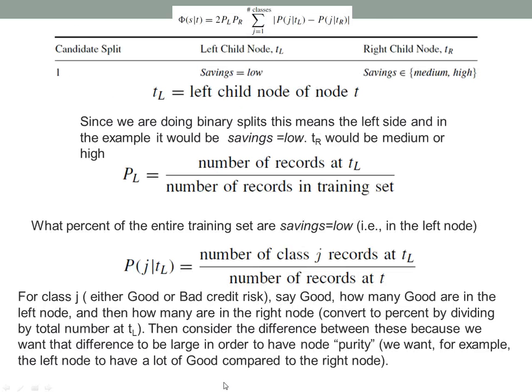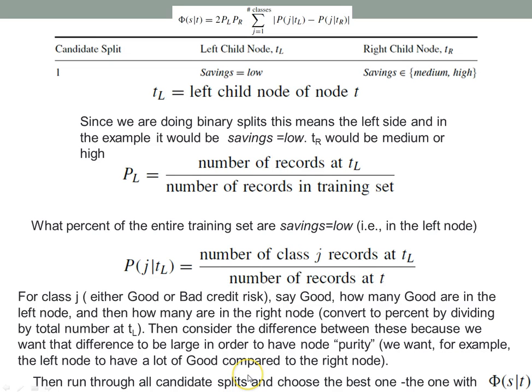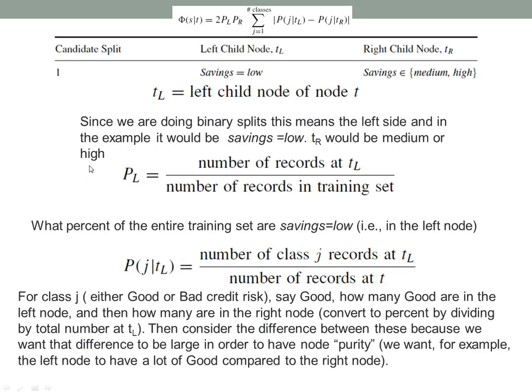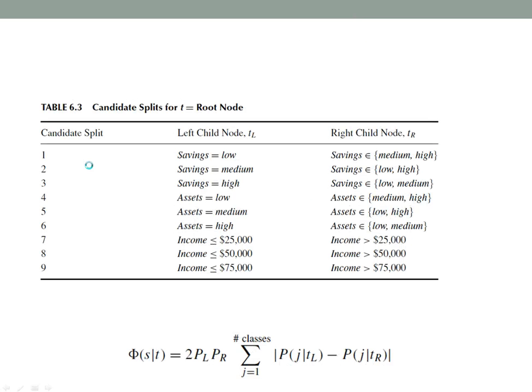So, just run through all the candidate splits and choose the best one, the one with phi highest. So this is what we get. Where's phi? This is phi here. So which one is best? Split number 4 is best, so which one was that? Here. So the best one is to use assets at the top of the tree and split low versus high medium.